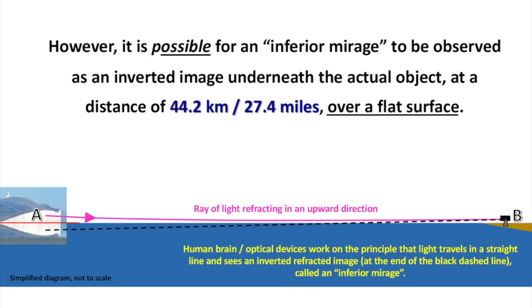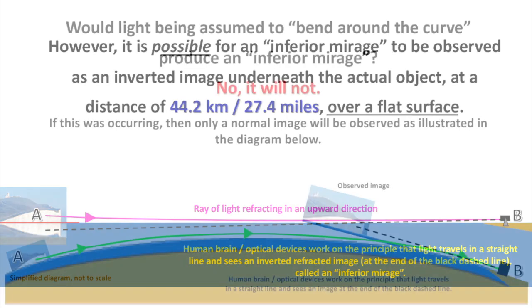However, it is possible for an inferior mirage to be observed as an inverted image underneath the actual object at a distance of 44.2 kilometers or 27.4 miles over a flat surface. A ray of light refracting in an upward direction. The human brain and optical devices work on the principle that light travels in a straight line and see an inverted refracted image at the end of the black dashed line, called an inferior mirage.